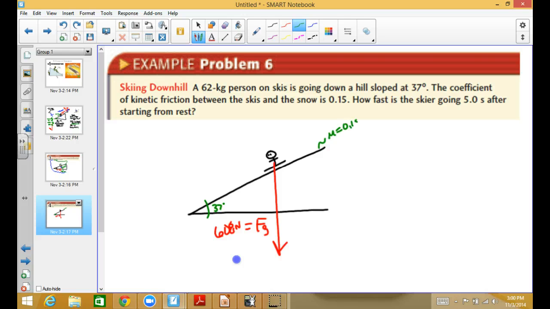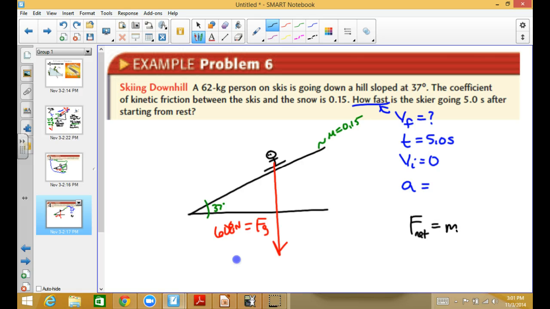So how fast is definitely, I'm looking for the final velocity. And I know the time is going to be 5 seconds. Starting from rest. So I know that my initial velocity is 0. What I'm going to end up doing is just like the last problem, I'm going to try to find my acceleration from F equals ma. I'll take that a and put it in here. Solve this using, I think, this equation. VF equals VI plus AT. Yeah, sure.